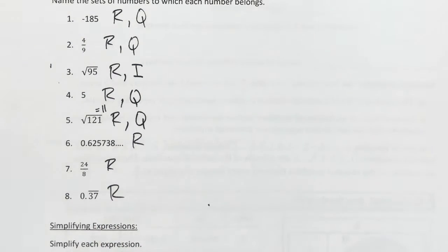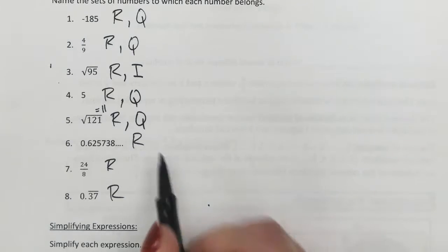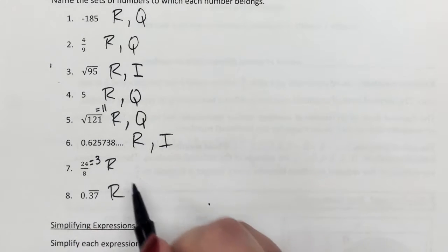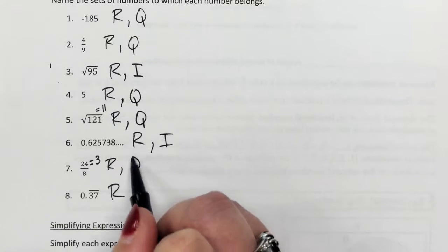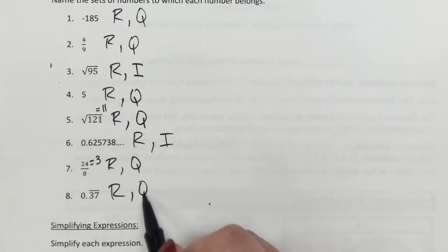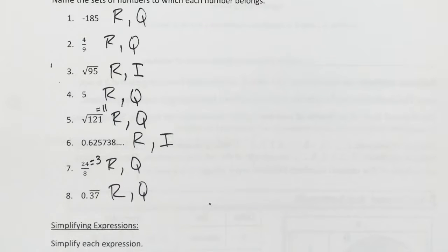Okay, what about number 6? 0.625738. That's irrational. There you go. Come on, let's go. What about 24 divided by 8? That's how much? 3. Is 3 rational or irrational? There you go. What about 0.37 repeating? That's rational. Why? Because it repeats. Look at you go. There you go. Y'all okay?